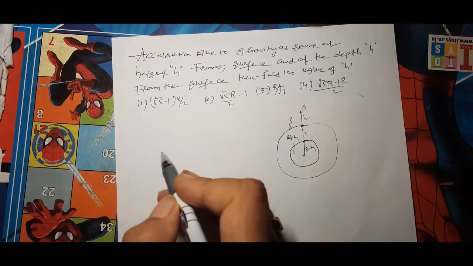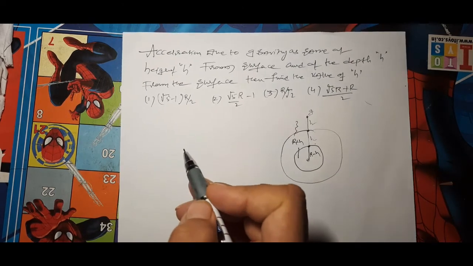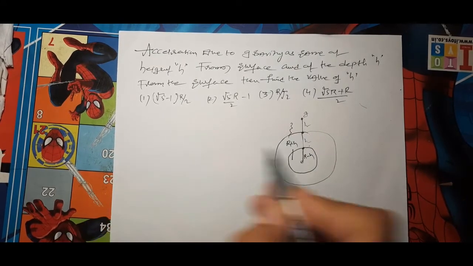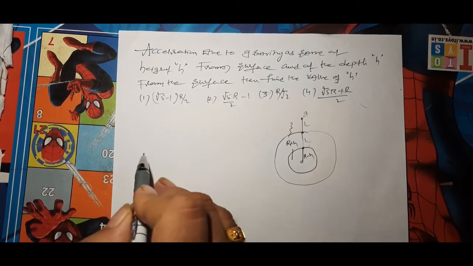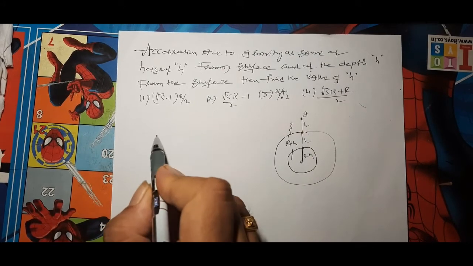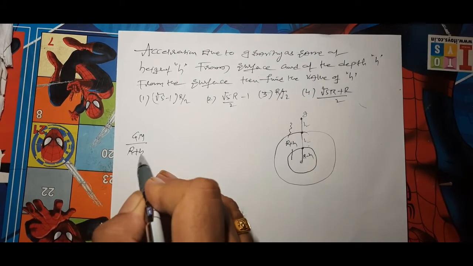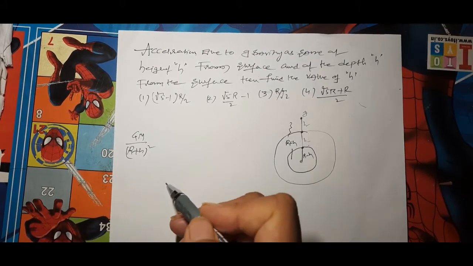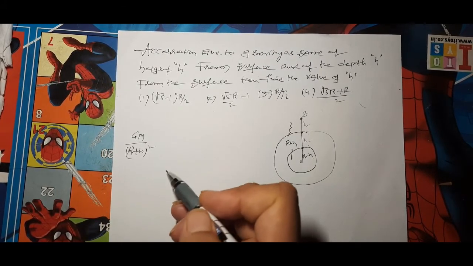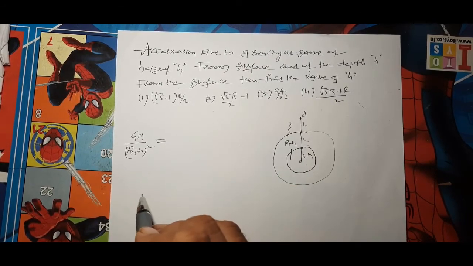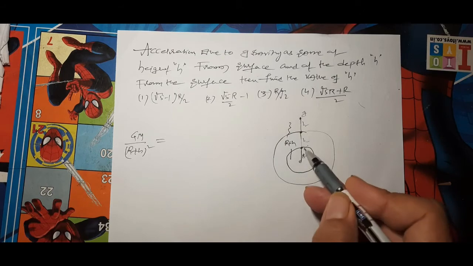Now we know that the value of g at a height h from the surface is equal to GM by R plus h whole square. This must be equal to the value of g at a depth h.